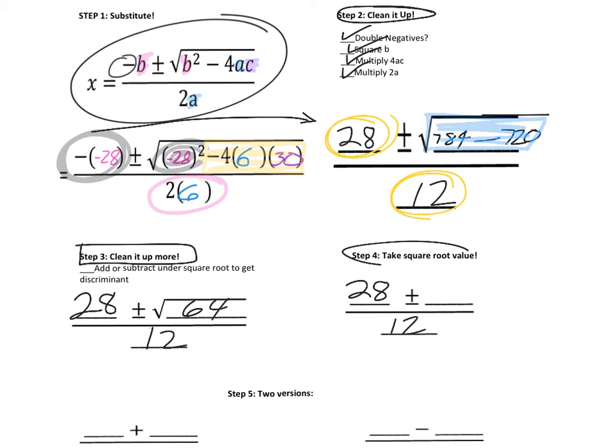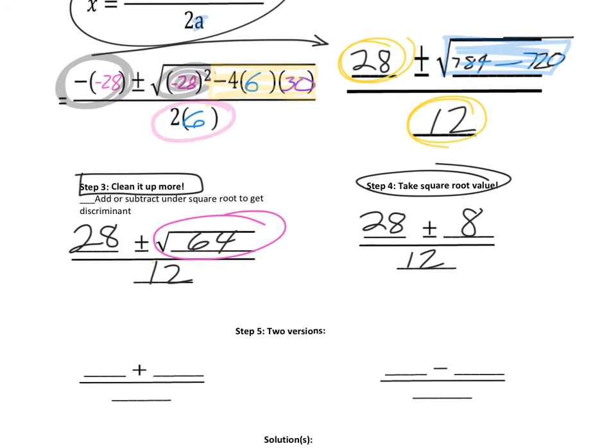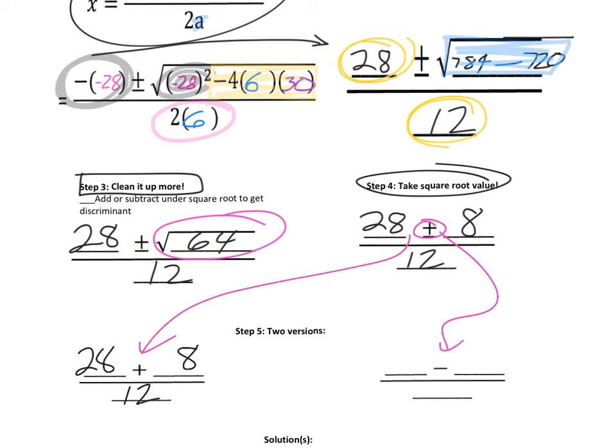And now I need to take the square root. So I got to take the square root of 64. So what number times itself is 64? That is going to be 8. So now I need to take this plus minus and break it up into 2 separate problems. So I've got 28 plus 8 divided by 12, and I've got 28 minus 8 divided by 12.